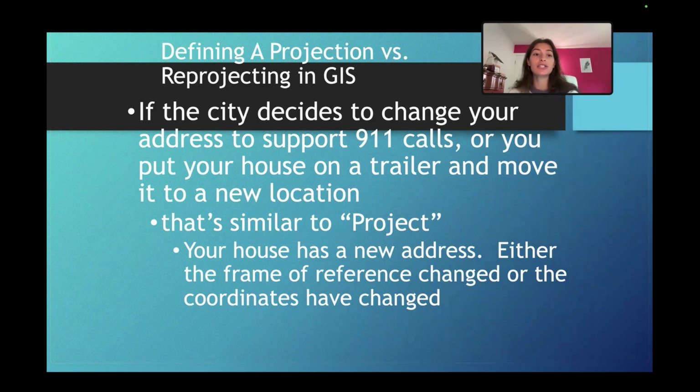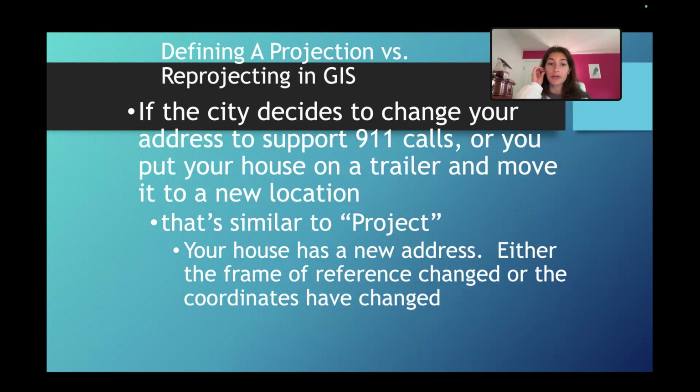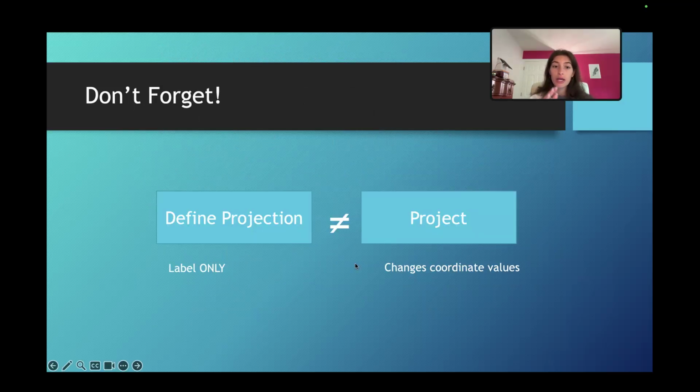Now, if the city decides to change your address to support 911 calls, or you put your house on a trailer and you move it to a new location, that's similar to a projection because you do actually have a new address. It is actually now referenced to a different set of coordinate points or a different boundary in the case of the 911 calls. So either the frame of reference changed or the actual coordinates changed. So defining a projection is not the same as projecting. Defining a projection is just labeling it. Projecting it is actually changing or assigning the original coordinate values.